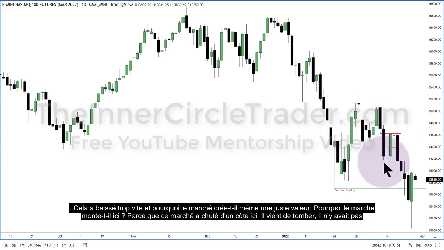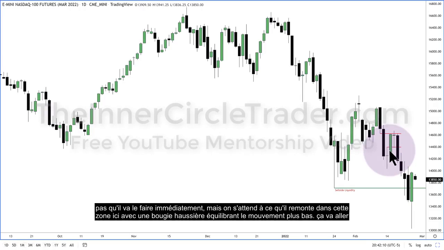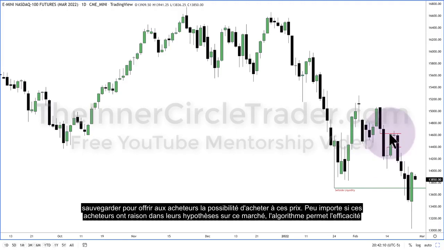And why does the market even create a fair value gap? Why does the market go up here? Because this market dropped one-sided right here. It just went down. There wasn't a lot of give and take back and forth. It's one candle that went down like that. Because it's one candle, one day, one interval, it has the likelihood, not that it must always, not that it's going to do it immediately, but the expectation is it's likely to go back up into this area here with an up candle, balancing out the movement lower. It's going to go back up to offer buyers an opportunity to buy at those prices.